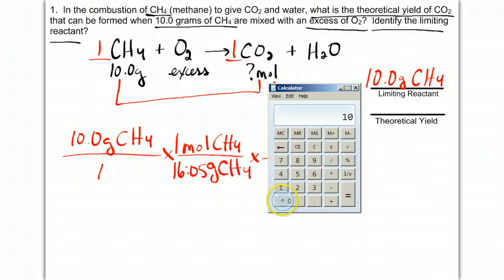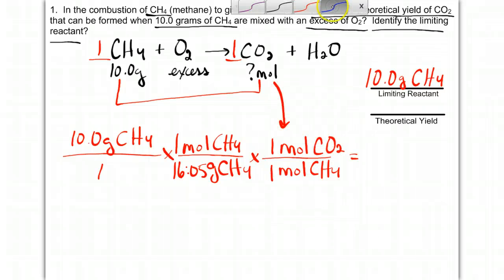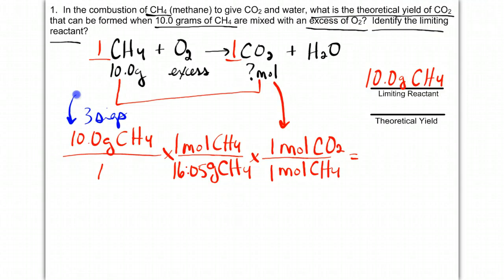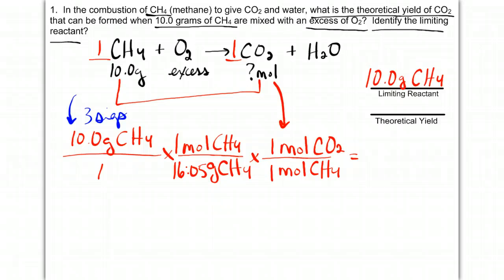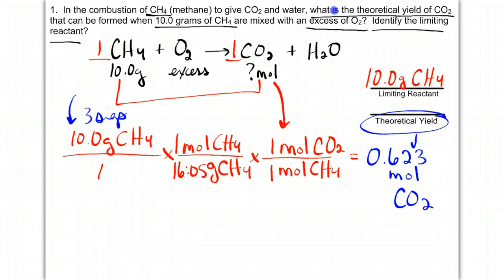Now that I'm at moles, I'm finished setting up my problem, and I'll calculate the answer. I'm going to do 10.0 divided by 16.05 equals, and we want to use proper sig figs because we started out here with 3 sigs. We want our answer to also have 3 sig figs. So my answer is actually going to be 0.623 moles of CO2. And this is my theoretical yield.